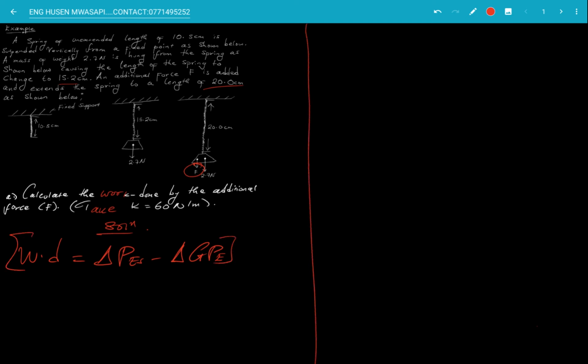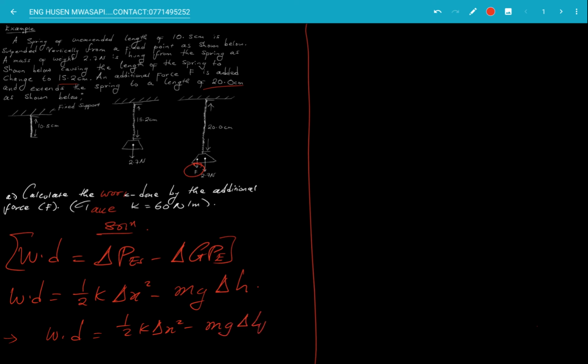So this implies that work done is simply equal to half K change in x squared minus mg change in height. To be precise, the height is not really the height, it's the final length. So this will be half K change in x squared minus mg change in length final. So this is the formula that we use to calculate the work done by the additional force.